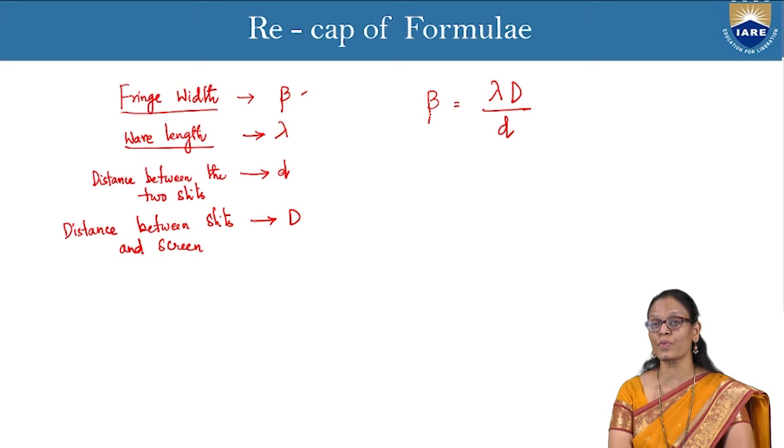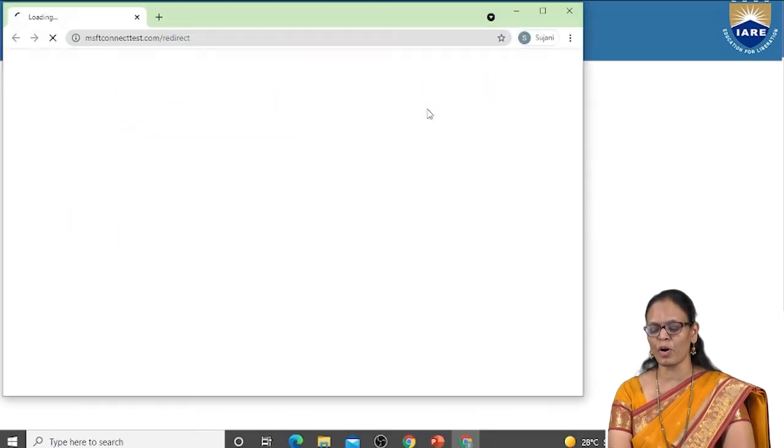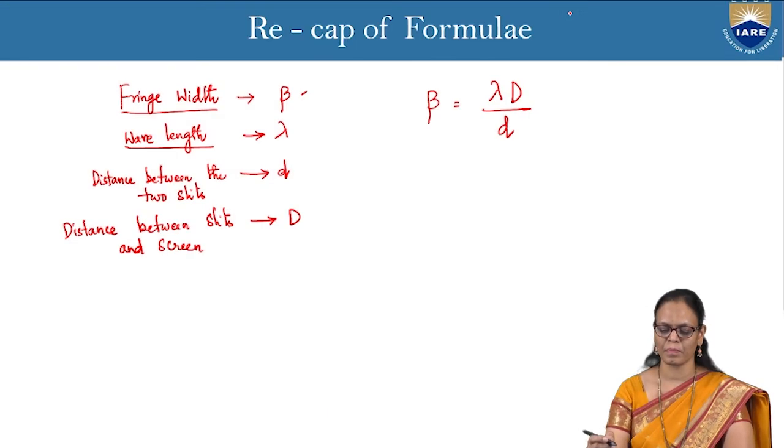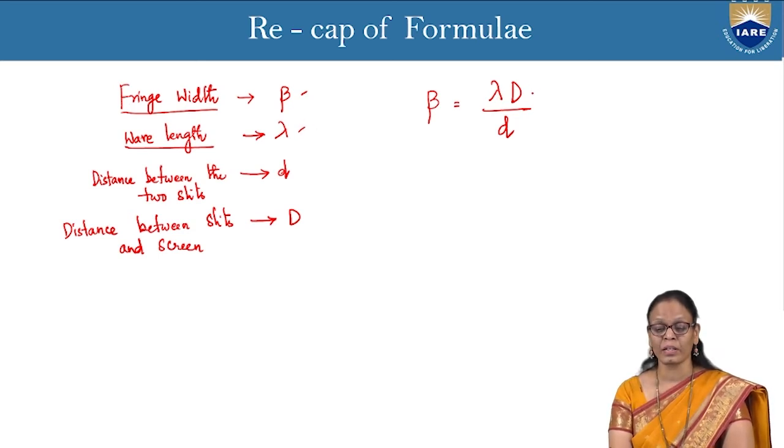How do we get the fringe width? Fringe width depends upon the wavelength lambda, capital D, which is the distance between the slits and the screen, and also small d, the distance between the two slits. So if the distance between the two slits increases, the bandwidth decreases. If the distance between the two slits decreases, the bandwidth increases.